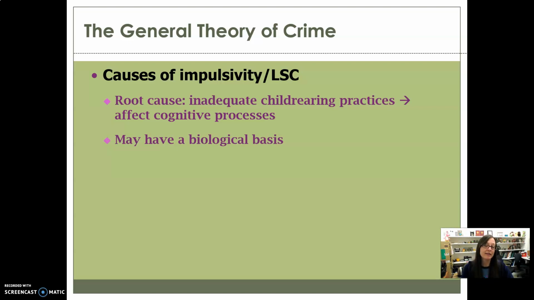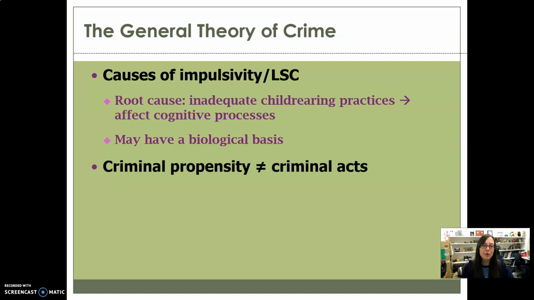Gottfredson and Hirschi say that there is potentially a biological basis. They say things like birth complications, including oxygen starvation, low birth weight, and neuropsychological deficits, all may lead to low self-control. There is a difference, though, between criminal propensity and criminal acts. The propensity is about your likelihood of taking advantage of an opportunity. People with higher criminal propensity are more likely to take advantage of opportunities. But if those opportunities are not there, then the criminal acts will not happen. So it's all about propensity and opportunity.